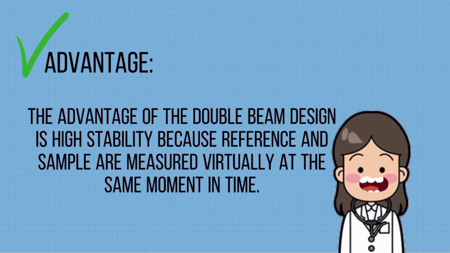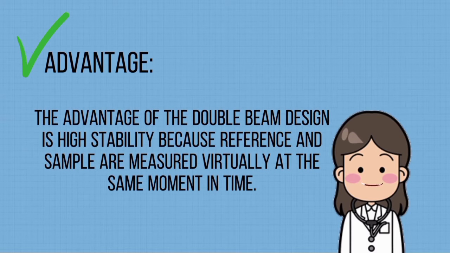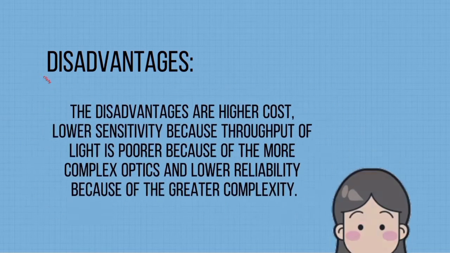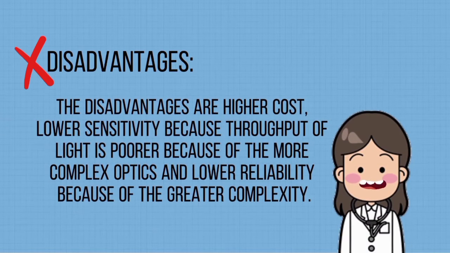Advantage. The advantage of the double beam design is high stability because reference and sample are measured virtually at the same moment in time. Disadvantages. The disadvantages are higher cost, lower sensitivity because throughput of light is poorer because of the more complex optics, and lower reliability because of the greater complexity.